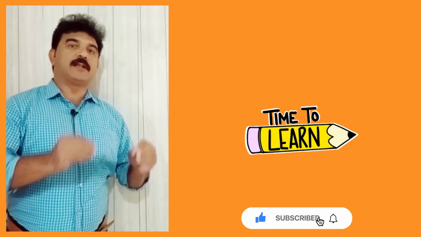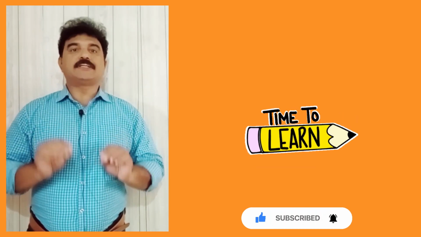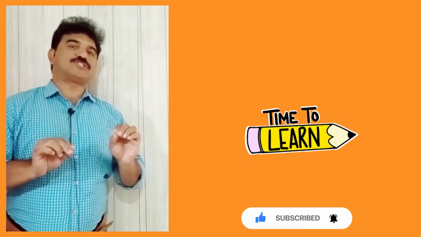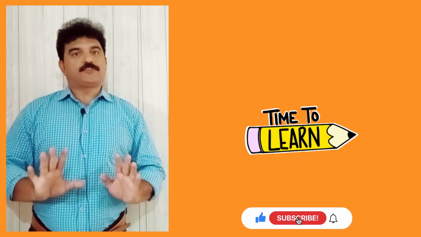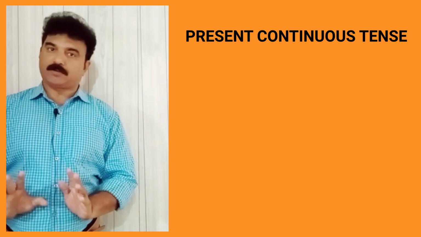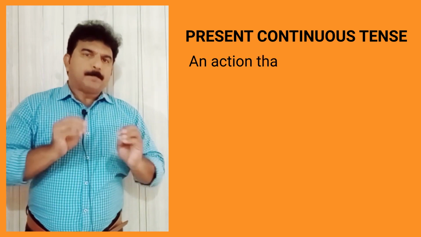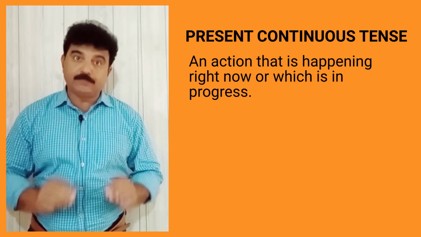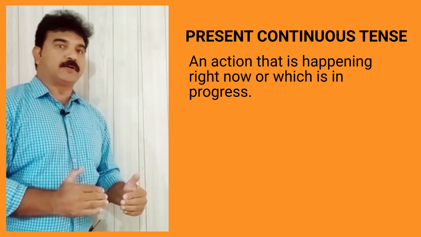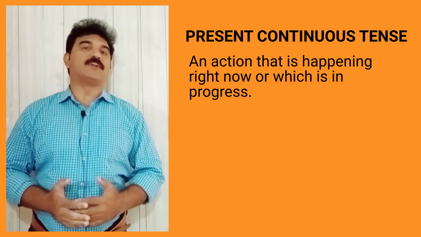Okay, so from here let's move to the present continuous tense. I will give you a very short definition of what is present continuous tense. Present continuous tense is an action that is happening right now. In other words, we can say present continuous tense describes an action or an event that is happening right now or which is in progress.